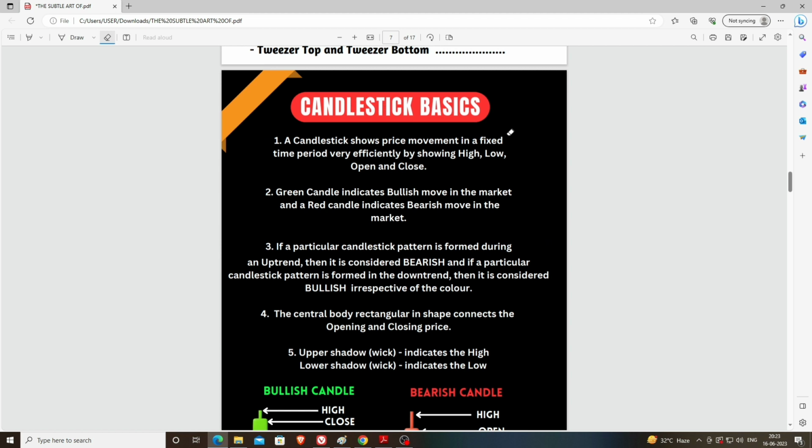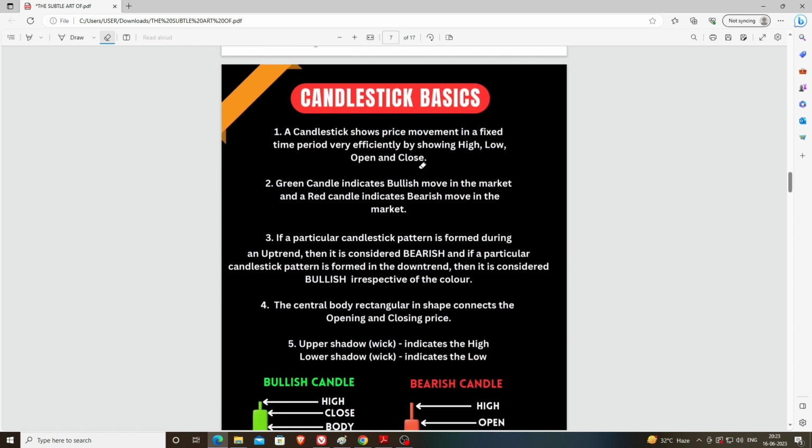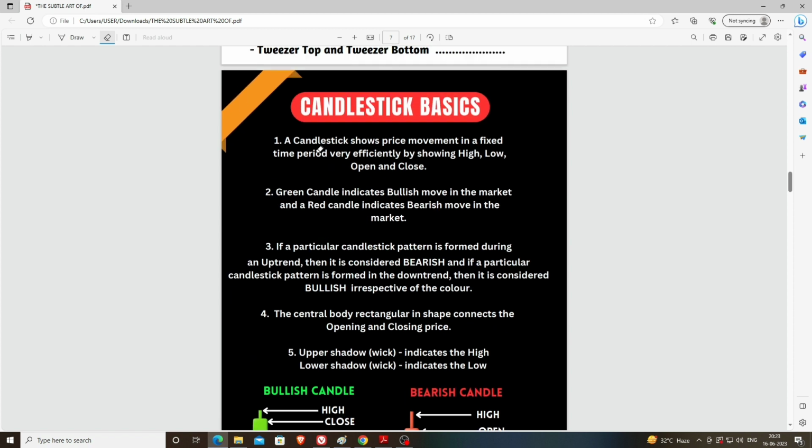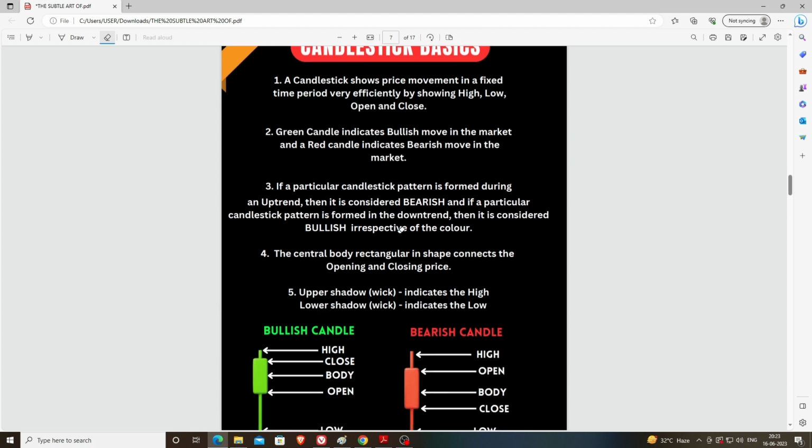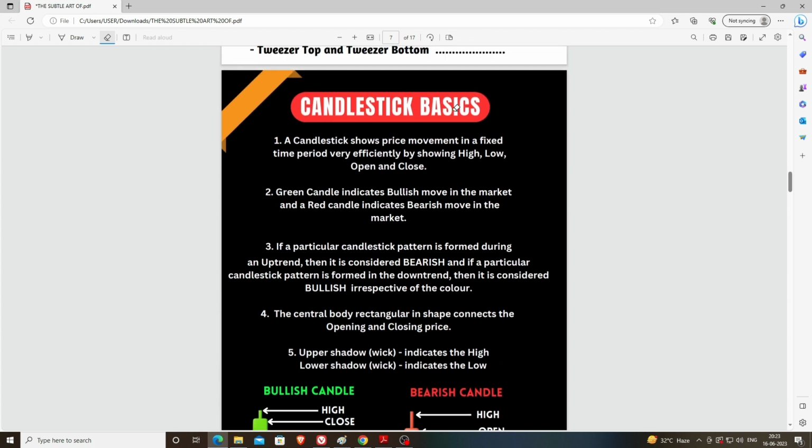And after completing this whole course, I'll be sharing the PDF with you all in the description also, so that you can get access to learning these candlestick patterns in a much better way.